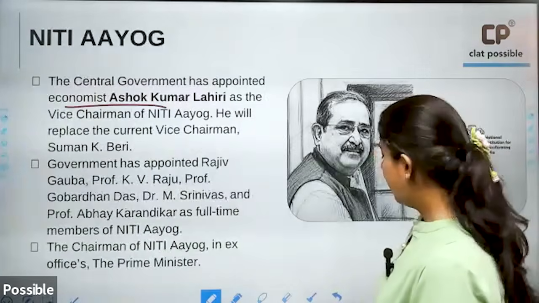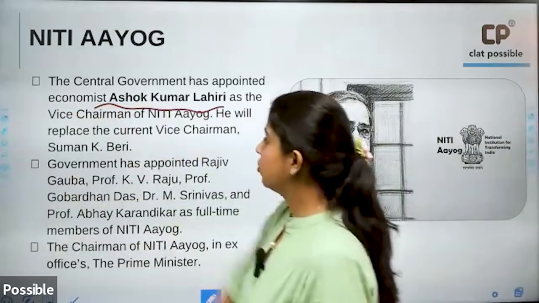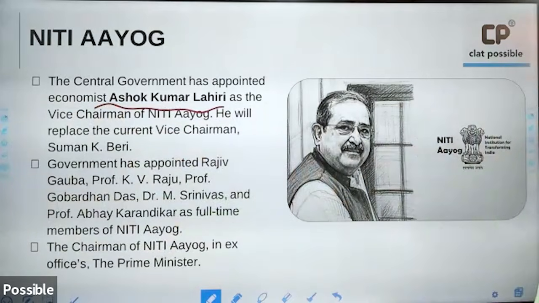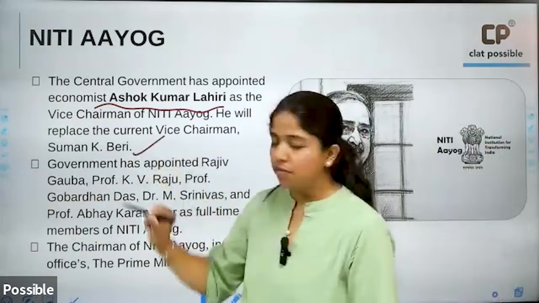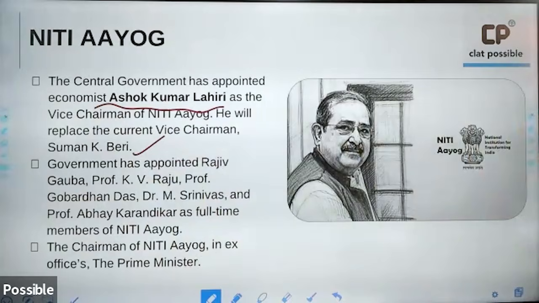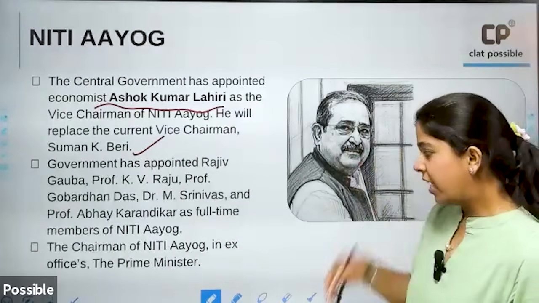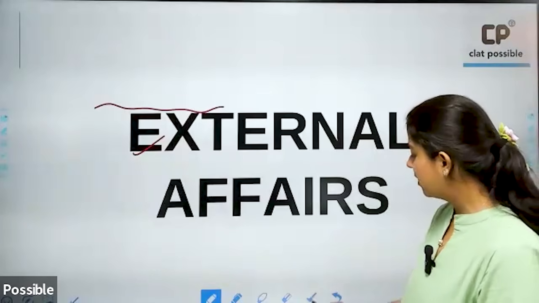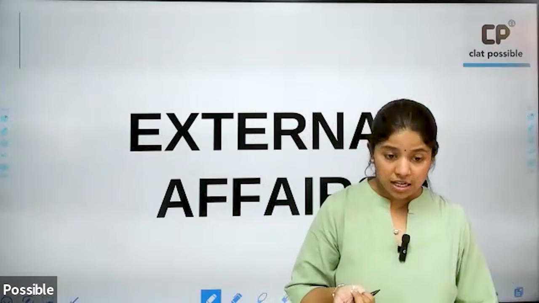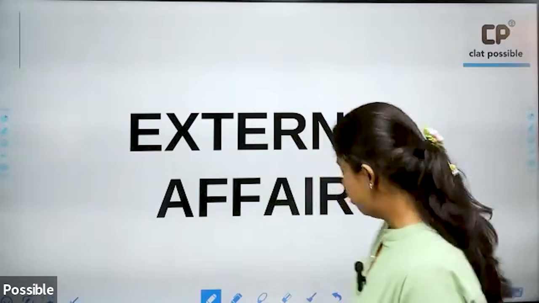Okay. Then Niti Aayog. We had a new vice chairman of Niti Aayog who has been appointed. It is Ashok Kumar Lahiri who has been appointed as the new vice chairman, and he has replaced the current one, Suman K. Behri. Along with him, we have other appointees like Rajiv Baba, Professor K.V. Raju, Professor Govardhan Das, M. Srinivasan, etc. The chairman of Niti Aayog is ex officio the Prime Minister. Niti Aayog came into existence on 1st of January 2015, and it replaced the erstwhile Planning Commission, which was established in 1950.